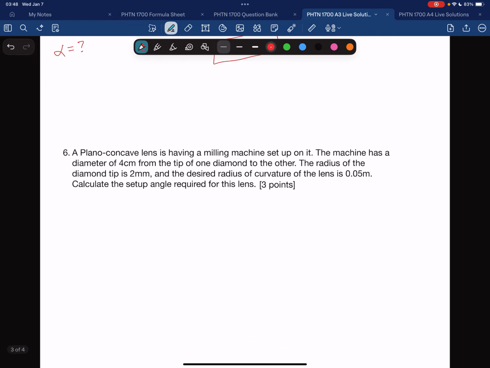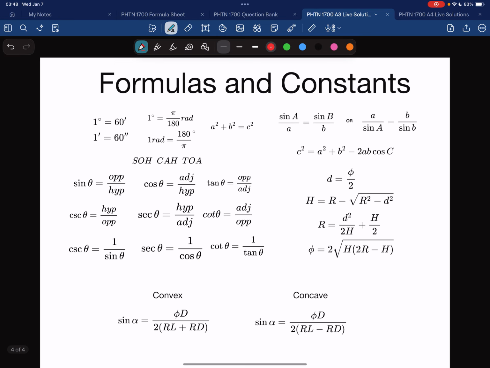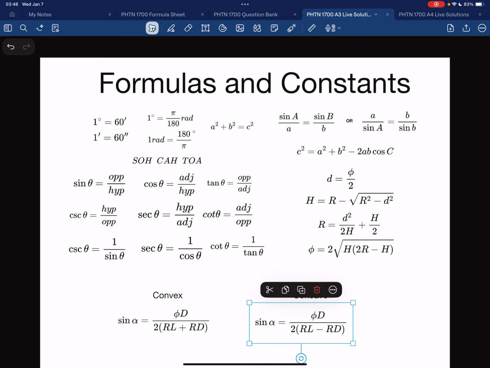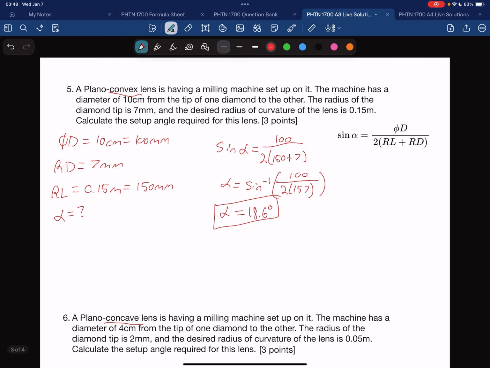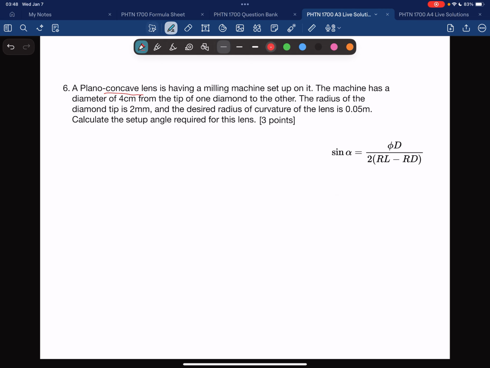For part 6 here, a plano concave lens. So it's basically the same, except we're just going to need the concave formula instead this time. A plano concave lens is having a milling machine set up on it. The machine has a diameter of 4 centimeters, so that is 40 millimeters.